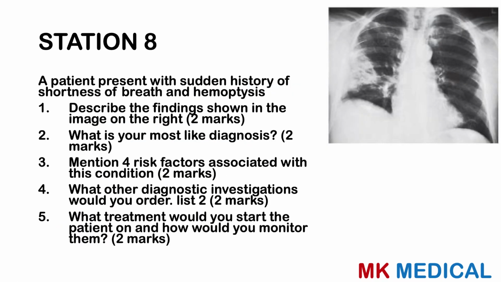Station 8. A patient presents with sudden history of shortness of breath and hemoptysis. Question 1. Describe the findings shown on the image on the right. What is the most likely diagnosis? Mention 4 risk factors associated with this condition. What other diagnostic investigations would you order? List 2. What treatment would you start the patient on, and how would you monitor them? And here comes the answer.